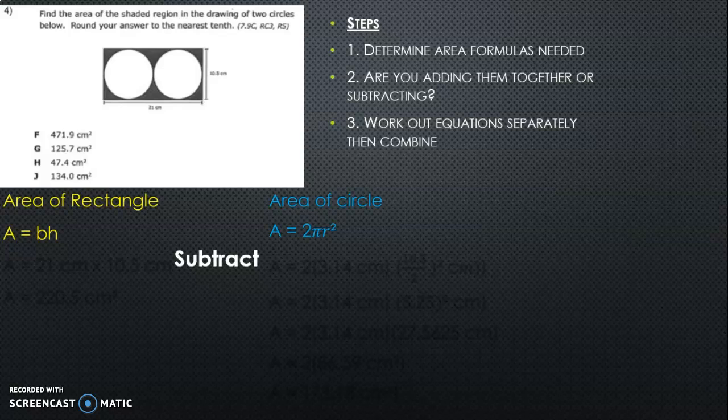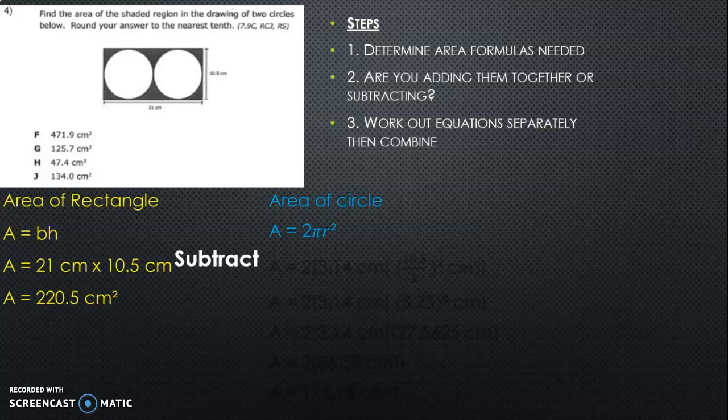So the first one, we have base times height. Pick your base, which is 21 centimeters, and multiply it by your height, which is 10.5, and you'll get a total of 220.5 centimeters squared. So that is the area of our rectangle.